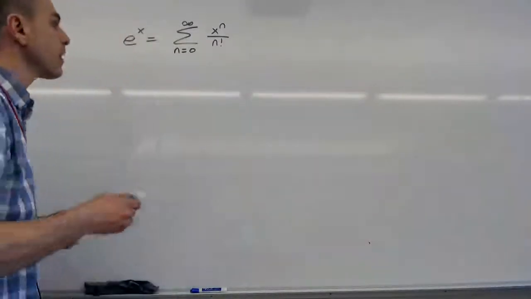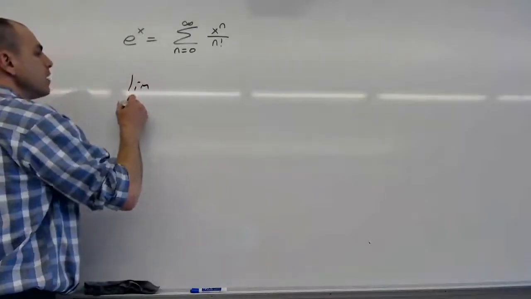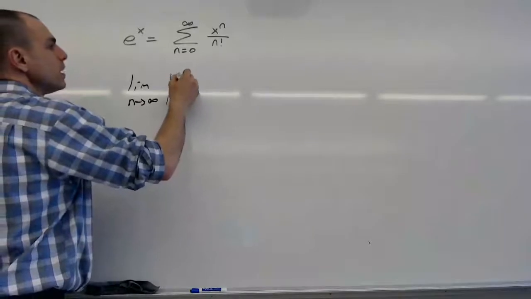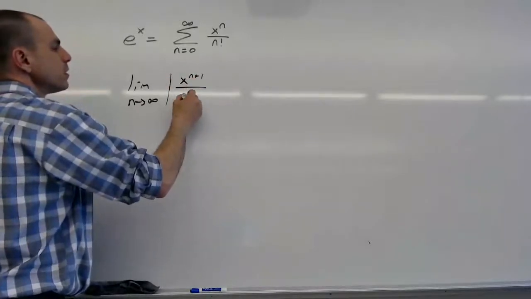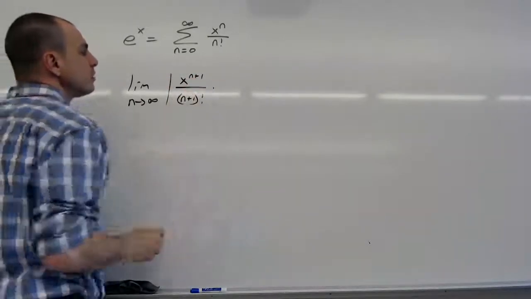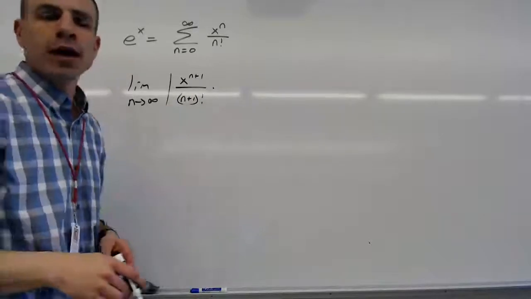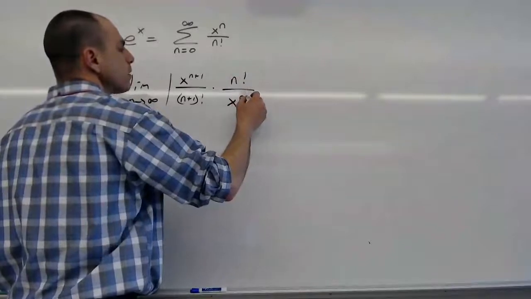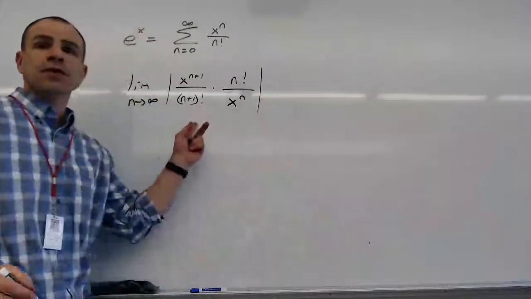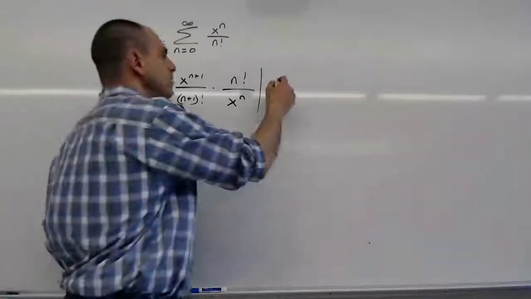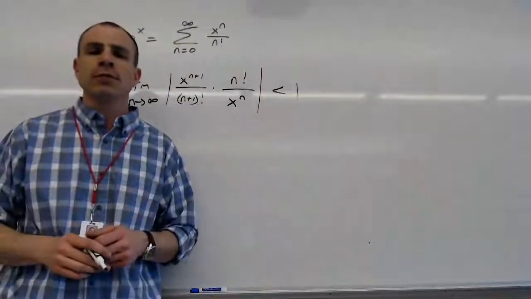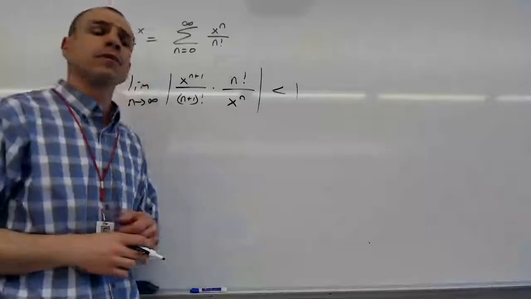Well, that means we would have the limit as n approaches infinity of the absolute value of the n plus 1th term divided by the nth term, which again we're multiplying by the reciprocal, so we're going to have n factorial over x to the nth. And the ratio test converges if this limit is less than 1. Well, let's take a look at what's going on with this limit. Let's simplify it like we've done in previous videos.